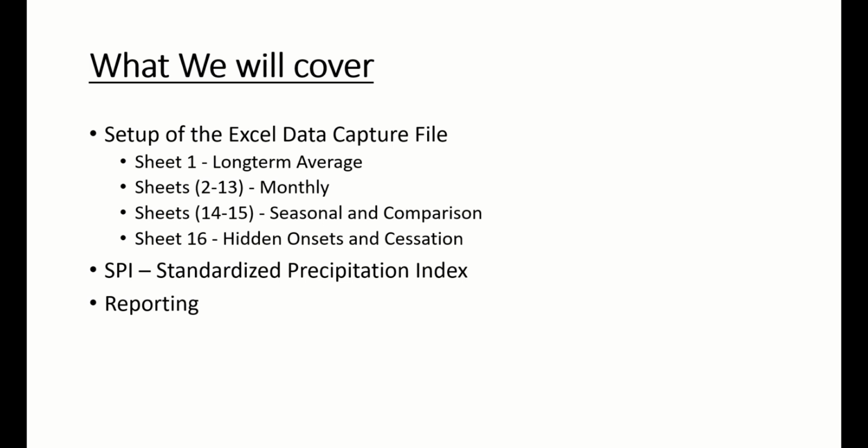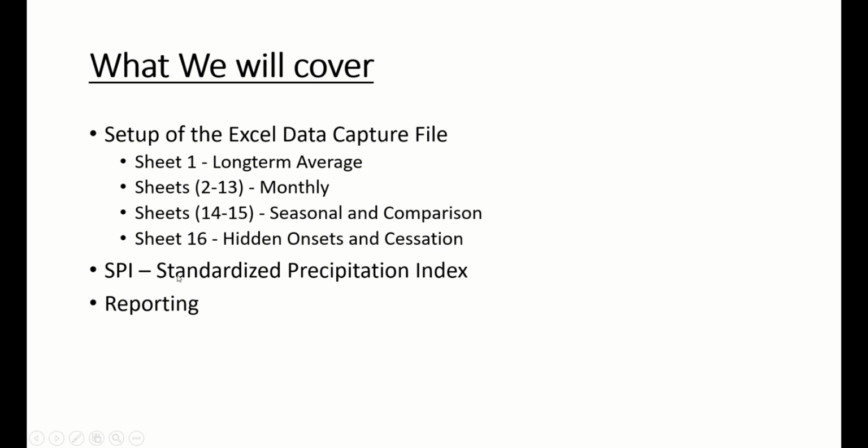We've shortened it and added a few calculations here and there, but mostly it's the same things that we've been doing throughout the years. We have long-term data on the first sheet. We have monthly data with rainfall from July, August, September, all the way up until June for each and every year. These will be in sheets 2 to 13, and then 14 and 15 are the seasonal and the comparison sheets. And we have a hidden sheet number 16, where we calculate the onsets and the cessation of rainfall.